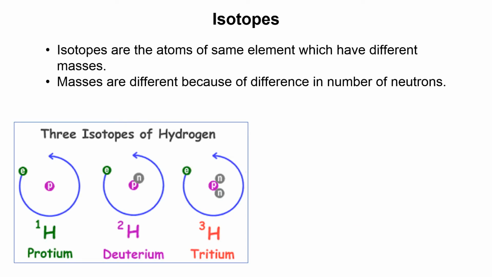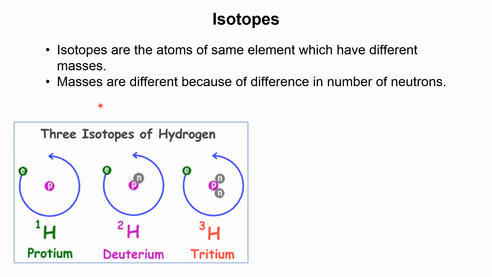In the learning objective, we saw a term called isotopes. What are these? Isotopes are atoms of the same element which have different masses. If we are talking about hydrogen, the mass numbers are different: H-1, which is called protium, H-2, which is deuterium, and H-3, which is tritium. Their mass numbers are different, but the element is the same.